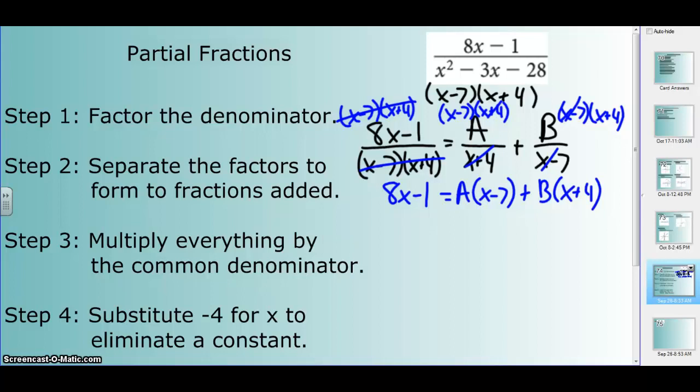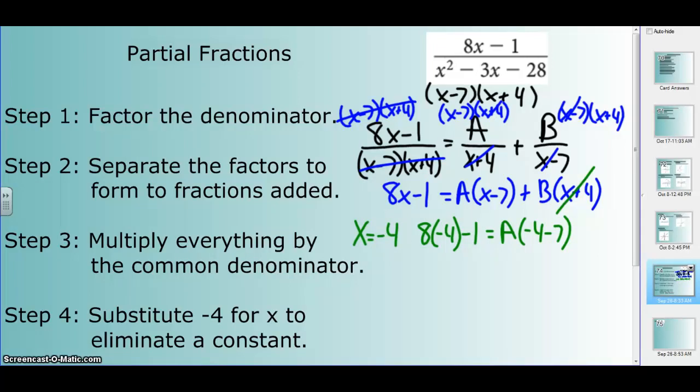Okay, so our goal is to find out what A is and find out what B is. So in order to find out what A is, I need to eliminate B. So step 4 says, in this case, I want to substitute negative 4 in for x because that will get rid of the B value. If I plug negative 4 in for x, negative 4 plus 4 is 0, so the B value will be gone. So I'm going to show my work by showing what I'm plugging in, and then I'm going to plug it in. A times (negative 4 minus 7). B is going to be eliminated, so I'm going to solve this.